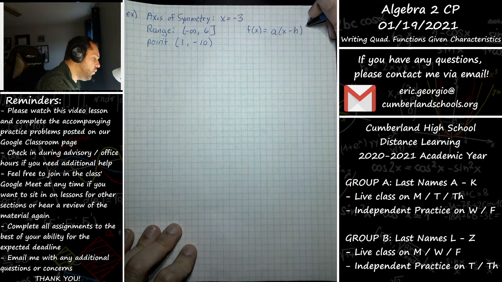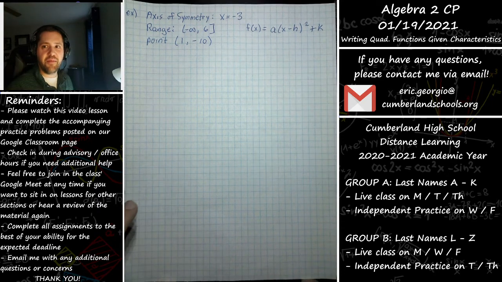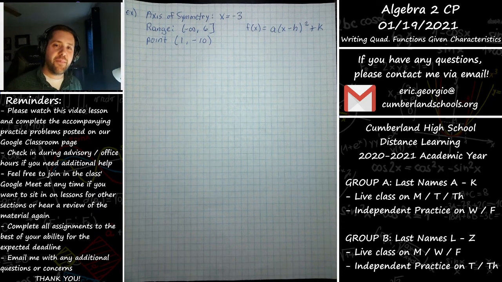So although we're not given the vertex directly, right? That's the difference with this problem. We are certainly given some information that relates to the vertex, namely the axis of symmetry and the range.